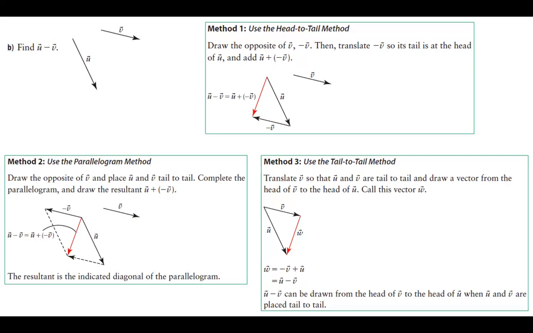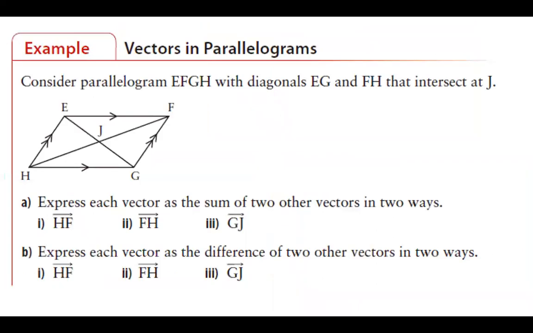Okay, if you don't have any questions, let's consider another example. Vectors in parallelograms. Consider the parallelogram EFGH with diagonals EG and FH that intersect at point J. There are two questions. Question A, express each vector below as a sum of two other vectors in two ways. Question B, express each vector as difference of two other vectors in two ways. Okay, I'll give you 5 minutes to have a look at this question.